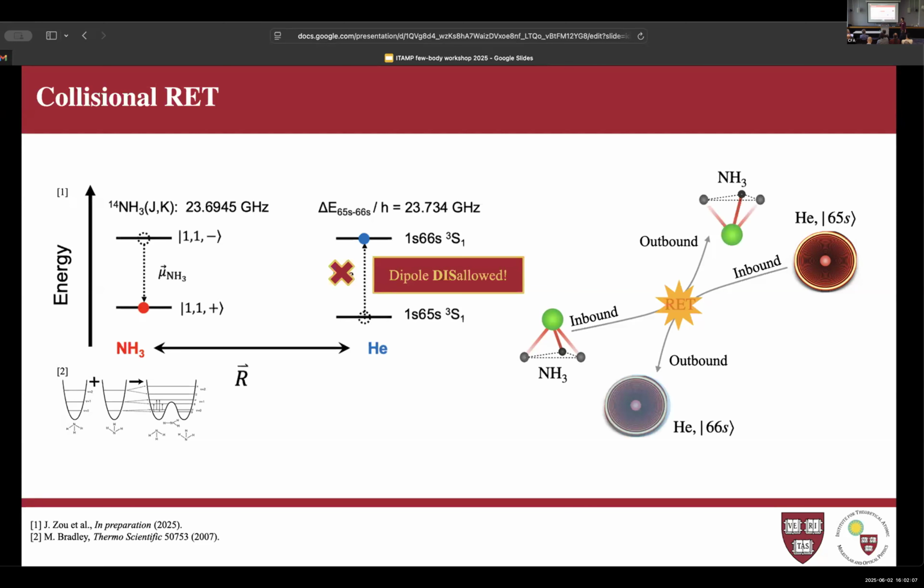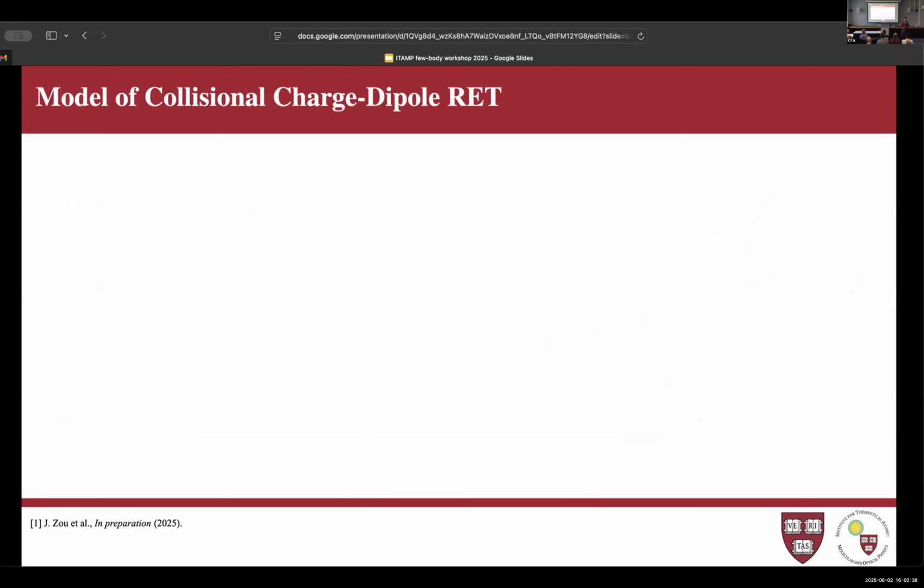But yet the experiment still sees it. So they see these reactants come in and the products come out. This is really not a chemical reaction, but basically the ammonia molecule flips its inversion parity doublet, whereas the Rydberg atom gets excited to a 66S state. So what's happening here? We suspect that it's a charge-dipole resonant energy transfer process that's happening instead of a dipole-dipole Förster resonance energy transfer. Let me walk you through at least my understanding of the model and the mechanism behind this.